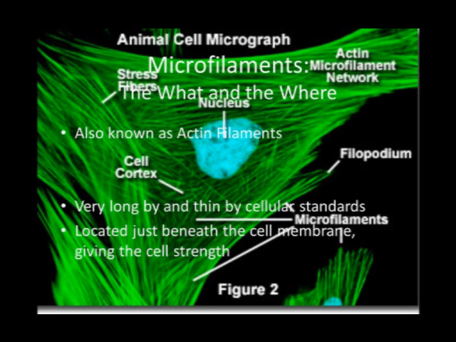Microfilaments are also known as actin filaments because of the material that composes them. They are very long and thin by cellular standards, usually about 8 nanometers in diameter and ranging up to a few micrometers in length. That may not seem like much, but is actually several thousand times how thick they are. Microfilaments are located just beneath the cell membrane, giving the cell strength and some rigidity.